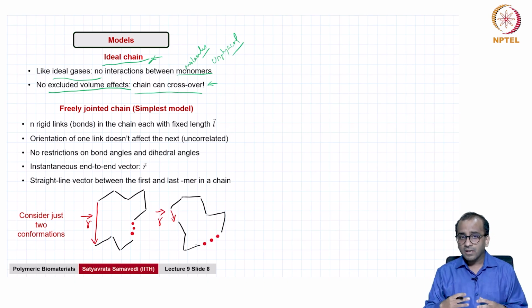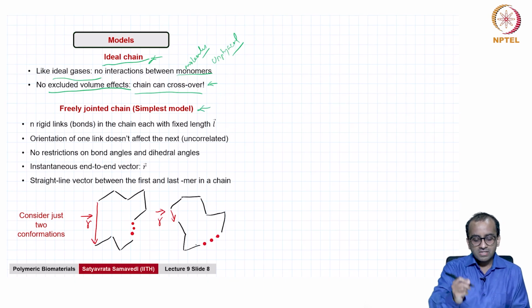Is that still okay? As it turns out, it is a great starting point for us to understand how chains behave eventually, because we can now start to think about, just as we do with ideal gases, if this is the model for an ideal chain, can we now start imposing constraints based on realistic considerations, and then start to ask what are the deviations from ideal chain behavior. That is one way to think about this.